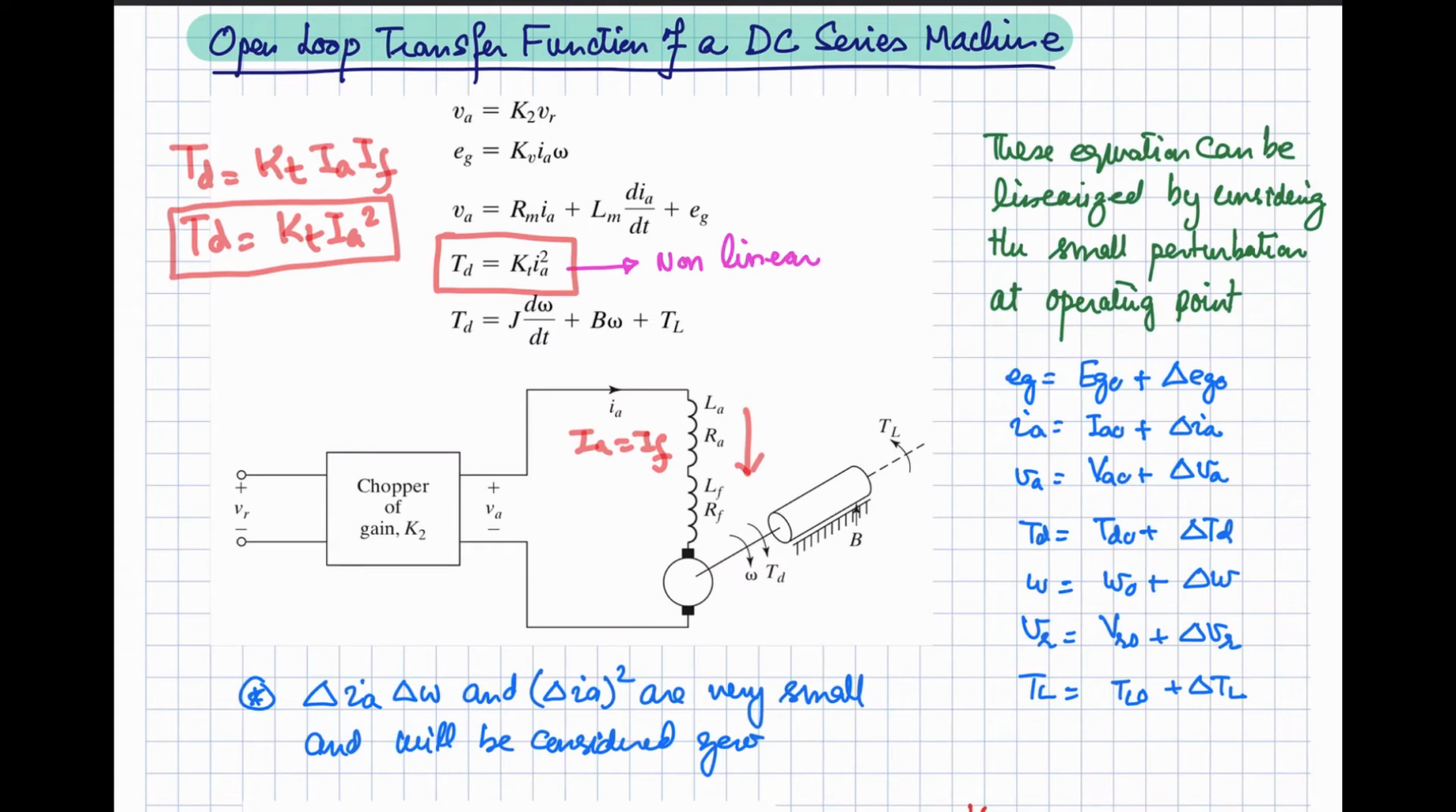As the change is very small, the square of any change, for example, if I consider Ia over here and take the square of that one, that will be very small. So during the simplification where you will get the Ia square, you will neglect those terms, as they will be very small and considered as 0. Similarly, the product of two very small quantities will be even smaller. So delta Ia and delta omega, if you linearize these equations, these terms will appear. You can consider these terms as 0 to simplify your equations.